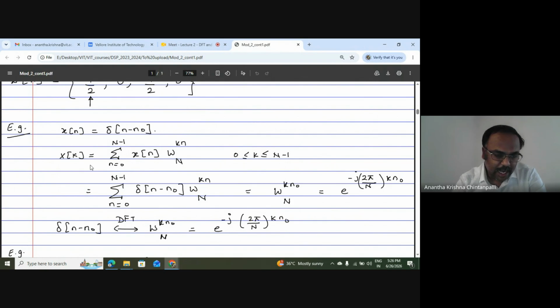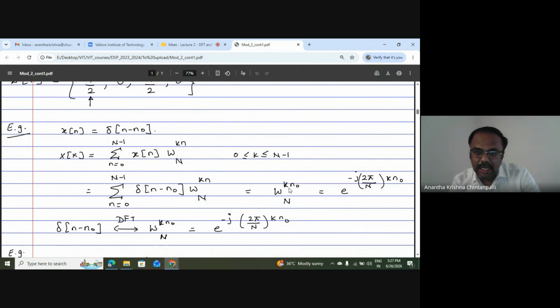So capital X of k is equal to the summation of n goes from 0 to capital N minus 1, x of n, W_N^{kn}, where k goes from 0 to N minus 1 inclusive. X of n is given by this expression. We know that delta of n minus n naught is going to be 1 for n equal to n naught, and for n not equal to n naught, the value is going to be 0. So the entire summation collapses. What you are left with is W_N^{k n naught}. What is this? It is e to the power of minus j 2 pi by capital N. That's how it is defined.